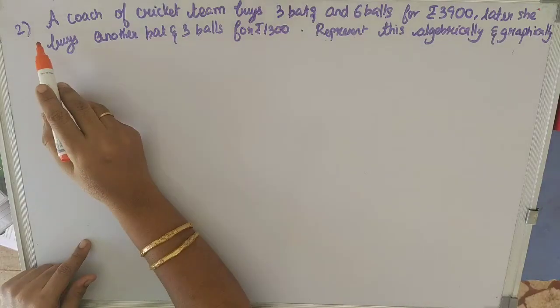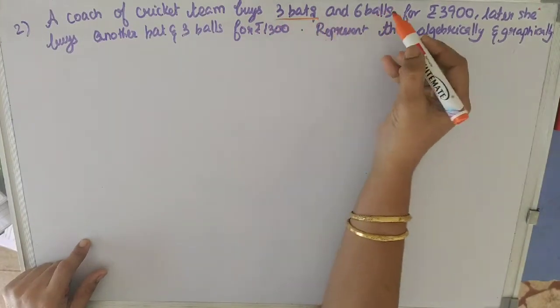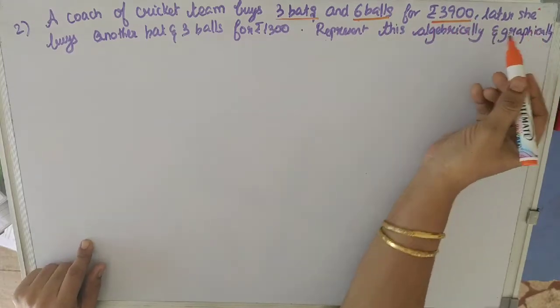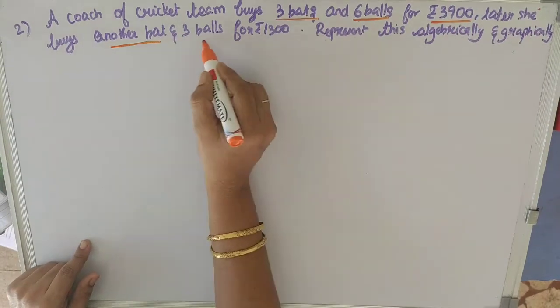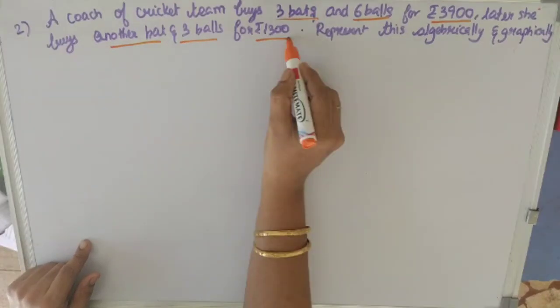Here we can go to the second question. A coach of a cricket team buys 3 bats and 6 balls for rupees 3,900. Later she buys another bat and 3 balls for rupees 1,300. We have to represent this algebraically and graphically.